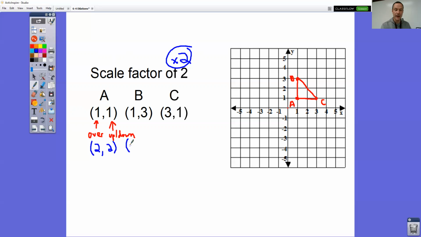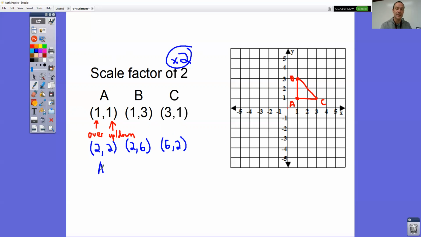1 times 2 is 2. 3 times 2 is 6. 3 times 2 is 6. 1 times 2 is 2. So (1, 1) is going to become (2, 2). (1, 3) is going to become (2, 6). (3, 1) is going to become (6, 2). So now I want to graph these.